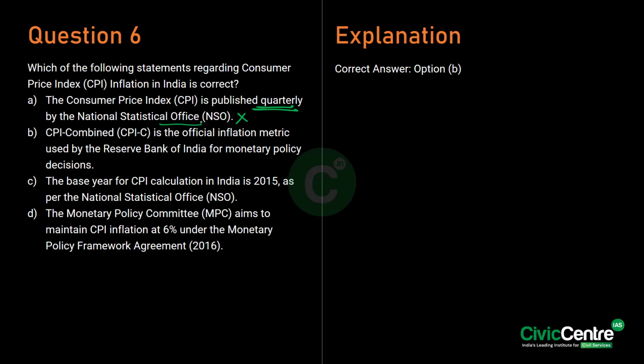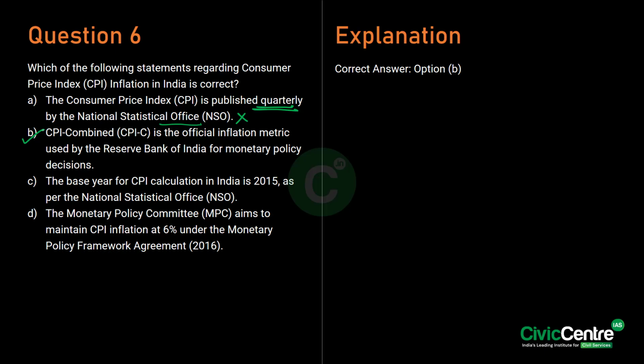So there are multiple CPI variants including CPI rural, CPI urban, CPI combined, CPI industrial workers, CPI agricultural laborers, and CPI rural laborers. Among these, CPI combined is the official inflation measurement used by RBI, which makes statement B correct. But let us look at the other statements also.